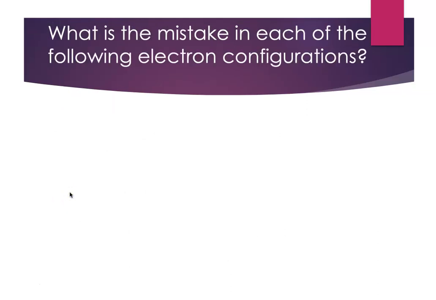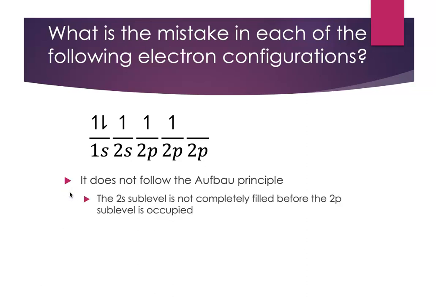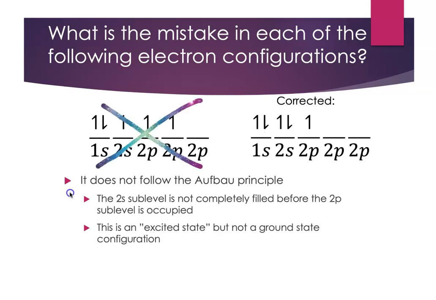So let's talk about mistakes. Students sometimes do make mistakes when writing electron configurations, and you should be able to determine what rule's not being followed and then how to write it correctly. So if we look at this electron configuration, what's wrong with it? Well, it doesn't follow the Aufbau principle. The 2s sublevel is not completely filled, and yet I've got electrons occupying the 2p sublevel. So that's not typically what we would write for a ground state electron configuration. It could be maybe an excited state where one of the electrons has gotten energized and moved to a higher energy level. But it's not a correct ground state configuration. It would be better to write it 1s2, 2s2, 2p1.